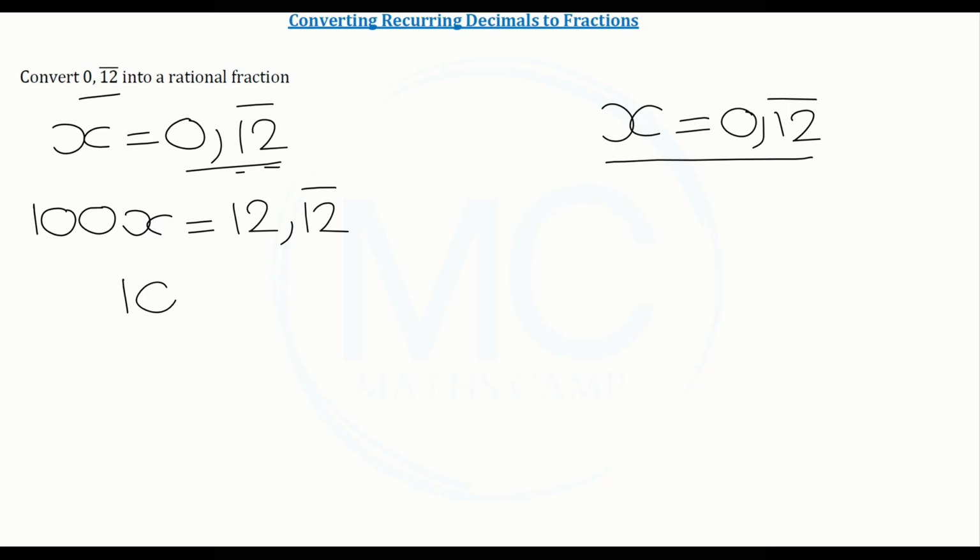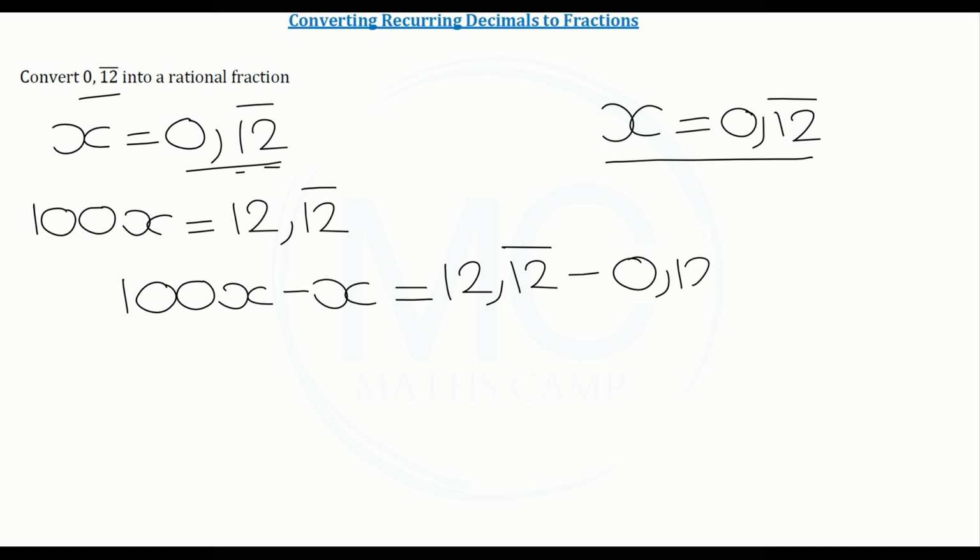So we can say 100x minus x from equation 2 is equal to the value of equation 1, 12.12 recurring, minus the value from equation 2, 0.12 recurring. On the left of the equation, 100x minus x gives us 99x. On the right hand side, the recurring decimals will cancel out, and we're left with 12 minus 0, which is simply 12.